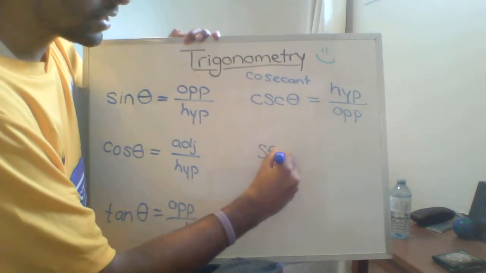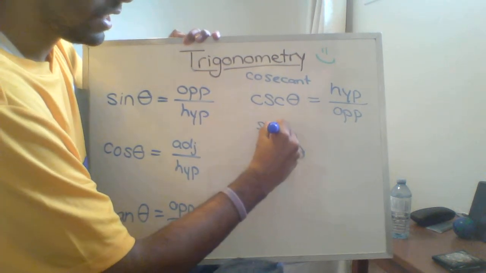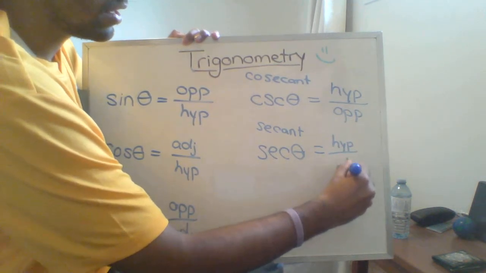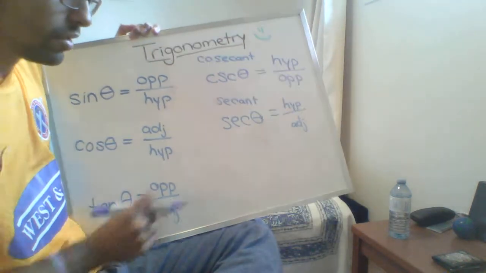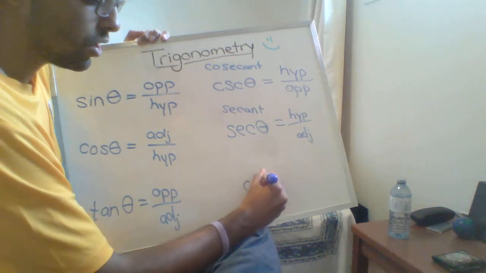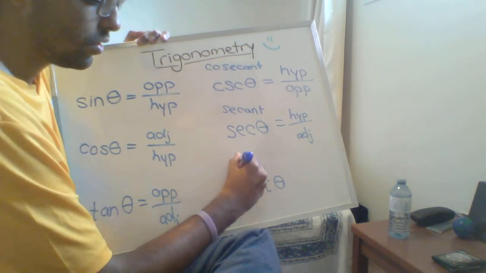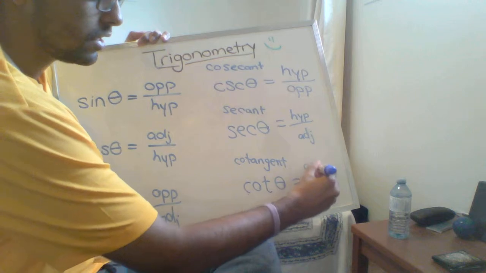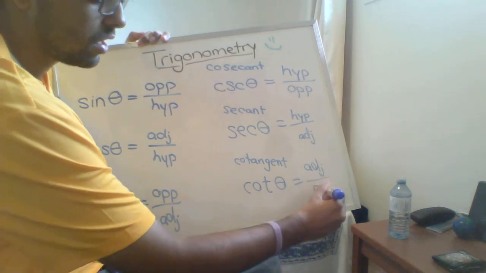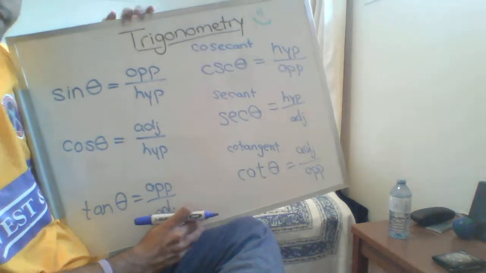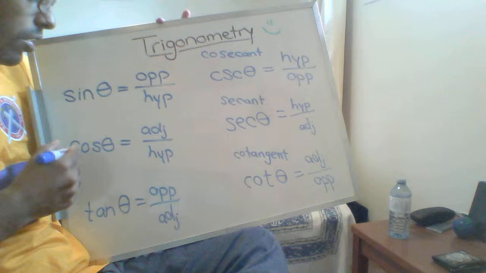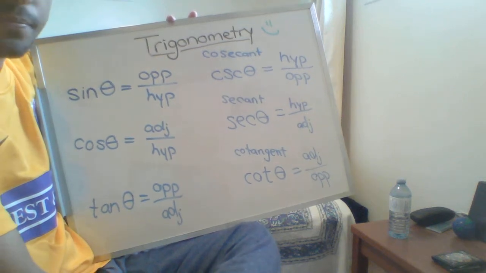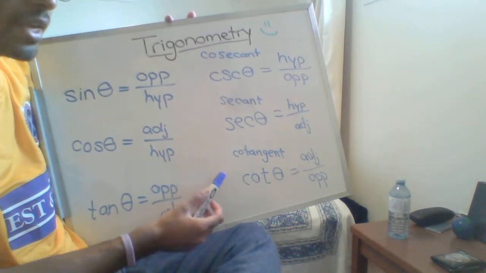is called secant. So that's secant, which is hypotenuse over adjacent. And then the reciprocal of tangent is called cotangent. Cotangent theta is adjacent over opposite. Okay? So these 3 over here, sine, cosine, and tangent, are the primary trigonometric functions. These over here are secondary trigonometric functions.